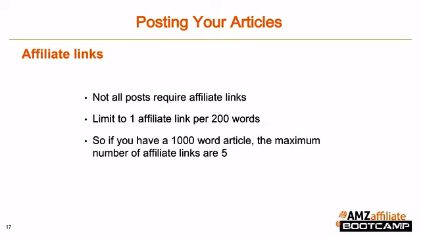Now, the very last thing to think about is your affiliate links. So first of all, remember that not all posts require affiliate links. In fact, it's probably counterproductive to have an affiliate link in every single post. And you also want to limit to one affiliate link per 200 words. So if you have a 1,000-word article, the maximum number of affiliate links is 5. This helps to prevent your site from being penalized by Google for having too many affiliate links.